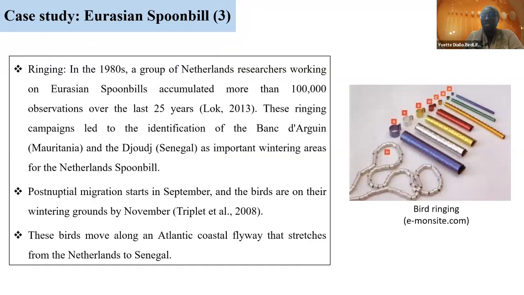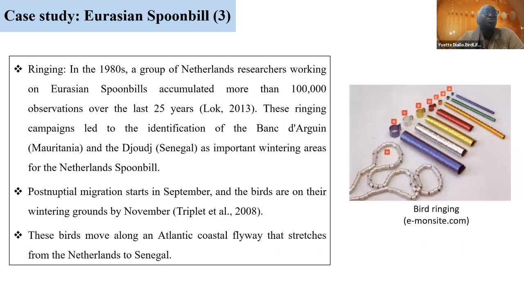Okay, we have some generalities referring to the video. The ringing of spoonbills began in 1980. A group of Netherlands researchers working on Eurasian spoonbill accumulated more than 100,000 observations over the last 25 years. The ringing campaign led to the identification of the Banc d'Arguin in Mauritania and Djoudj in Senegal as important wintering areas for the Netherlands spoonbill.